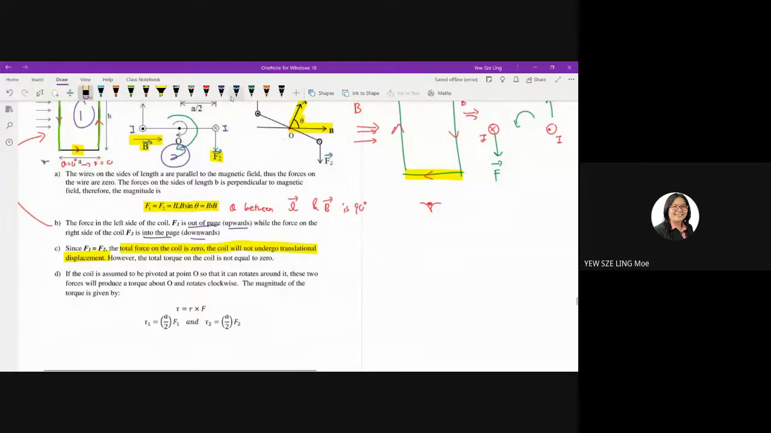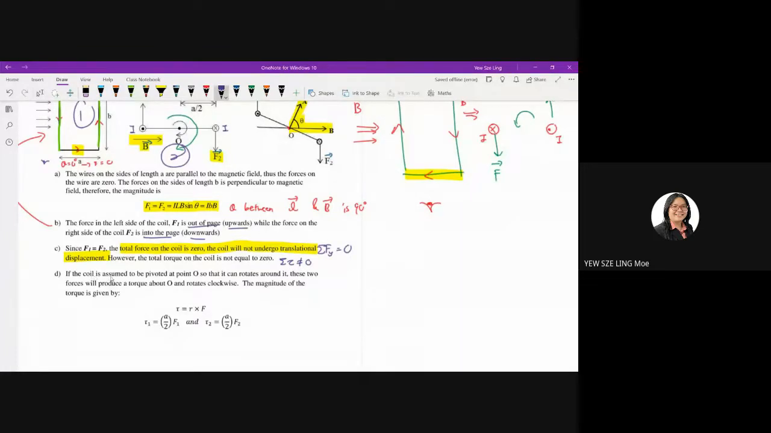Recall the things that you learned in chapter 8 last sem. That is what happened. So summation Fy is equal to 0. That is the meaning of this statement. So no translational motion. Dia tak akan bergerak secara linear. But then the torque of the coil is not equal to 0, because the forces are going in different directions, so it can rotate. So even though summation Fy is equal to 0, summation torque is not equal to 0.